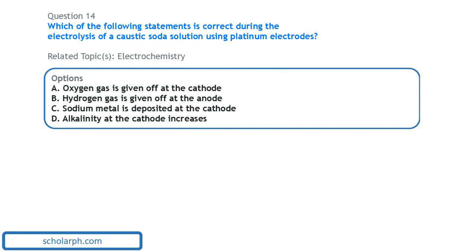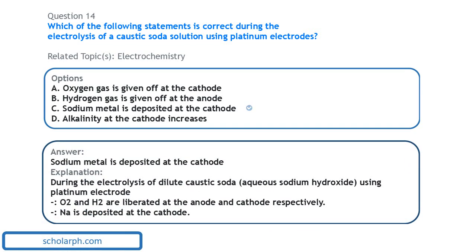Next question, which of the following statements is correct during the electrolysis of a caustic soda solution using platinum electrode? The caustic soda solution is sodium hydroxide, and during its electrolysis, sodium metal is deposited at the cathode, while oxygen and hydrogen are liberated at the anode and the cathode. Oxygen is liberated at the anode, hydrogen is liberated at the cathode. You also have sodium deposited at the cathode.